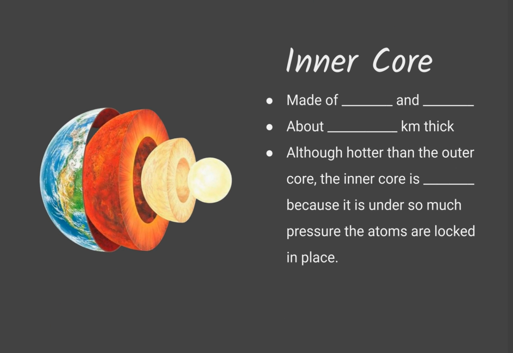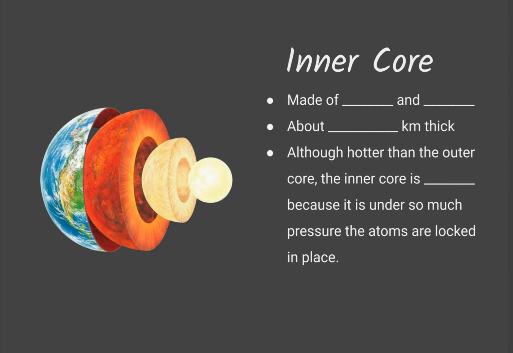And then beneath the outer core, we have the inner core. And in a lot of ways, this is very similar to the outer core. The inner core is also made almost entirely of iron with a little bit of nickel. This is smaller. It's only about 1,400 kilometers thick. So it's not as thick as the outer core.